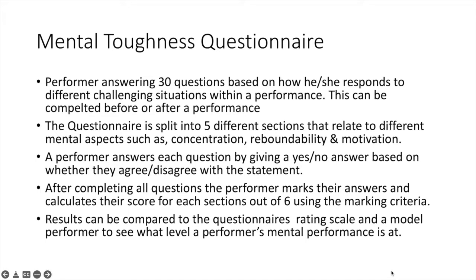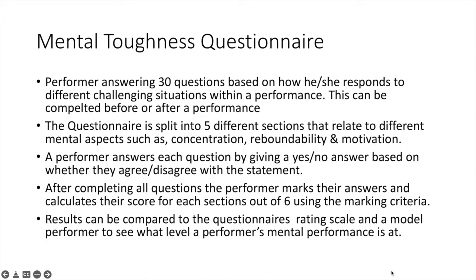Well, the mental toughness questionnaire is a double-sided sheet of A4, and it has 30 statements on it, and a performer will complete these statements by ticking true or false, and it's all to do with how they respond to challenging situations within a performance. This can be completed before a performance, or it can be completed after a performance. The 30 statements are split into 5 different sections that relate to different mental aspects such as concentration, rebound ability, and motivation. The performer will then tick yes or no as to whether or not they agree with the statement or whether or not they disagree with the statement.